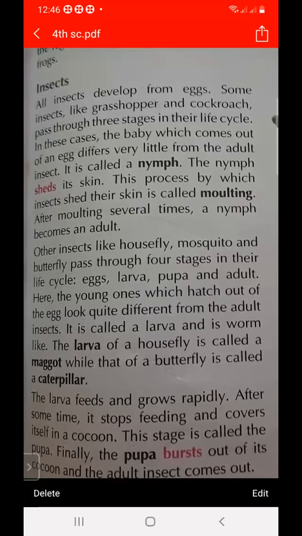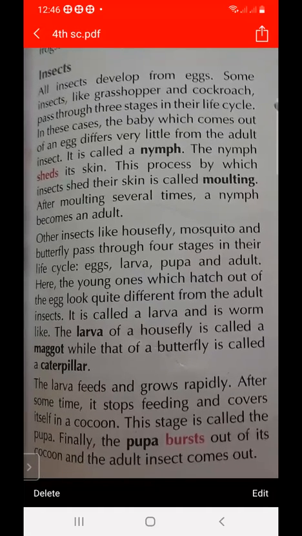And what do you mean by the larva of housefly? The larva of housefly is called maggot, and the larva of butterfly is called caterpillar.